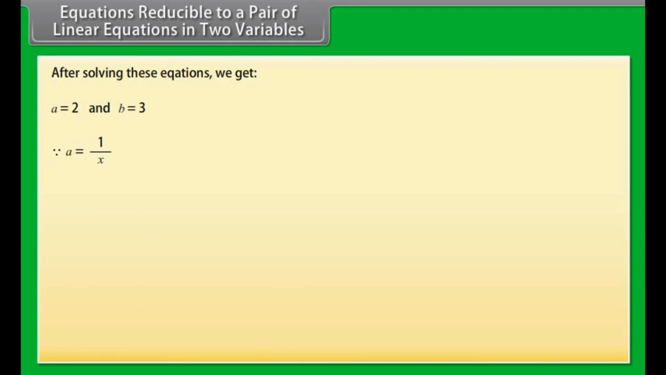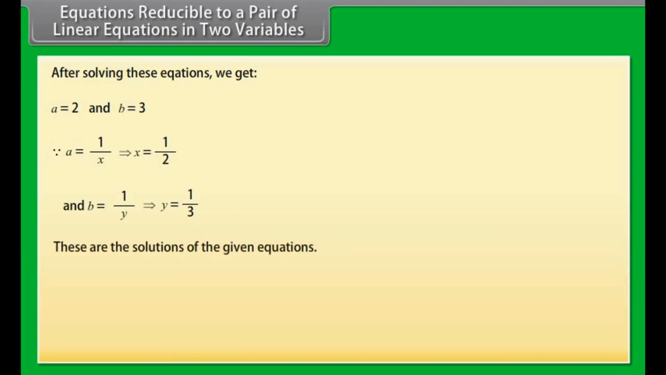Therefore, a is equal to 1 upon x implies x is equal to 1 upon 2, and b is equal to 1 upon y implies y is 1 upon 3. These are the solutions of the given equations.